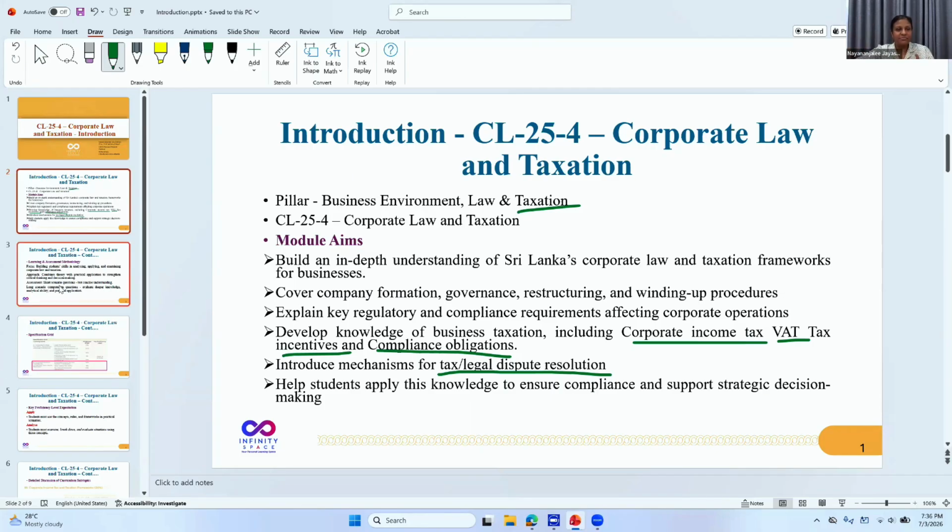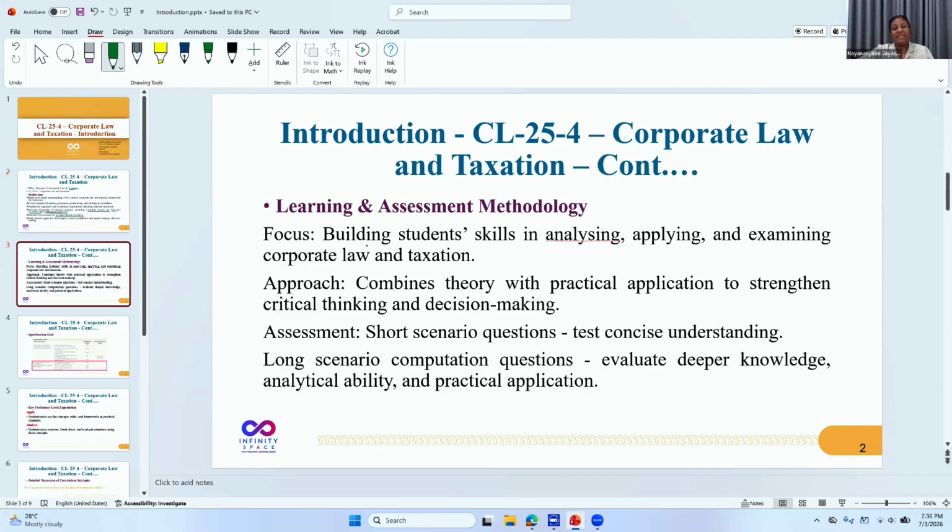Next, the learning and assessment methodology. What is the focus from your syllabus? The focus is building students' skills in analyzing, applying, and examining corporate law and taxation. Analyzing, applying, not just mere writing of theory. That is what you have to understand. That is your status in this paper. You have to apply what you know.